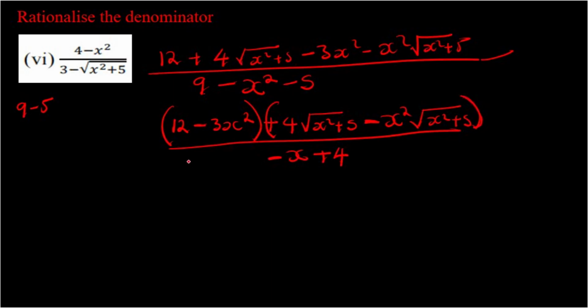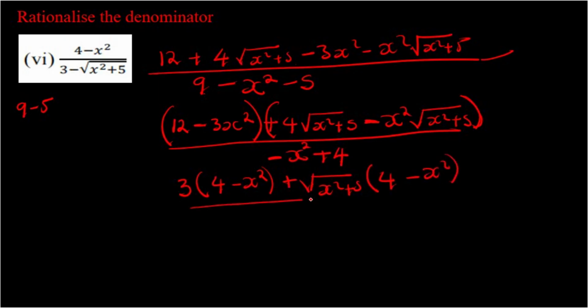Now what I'll do is I'll factorize, right? So what is common here? The one that is common here is 3. So it will be 3 here, right? This is 4 minus x squared, like that, right? Then how about this part? The one which is common is root of x squared plus 5, such that here it is 4 minus x squared over.